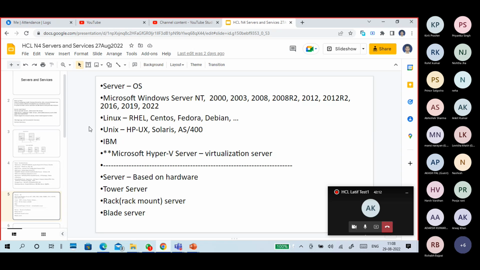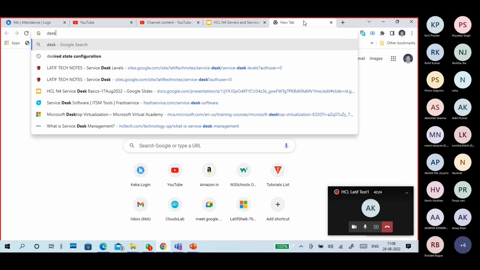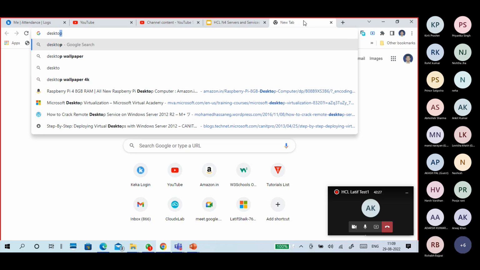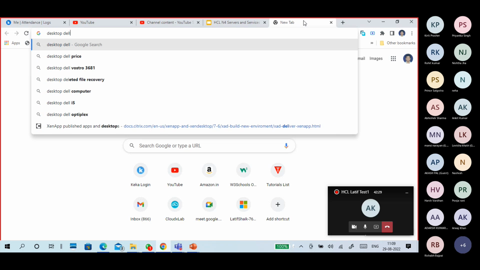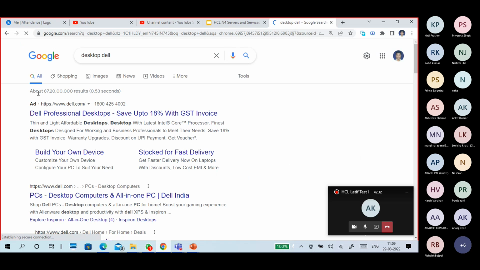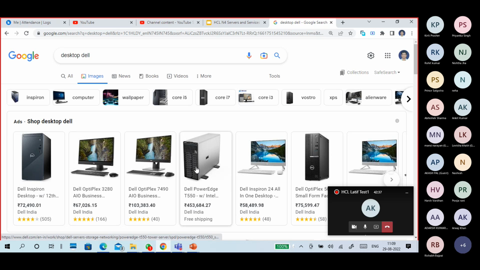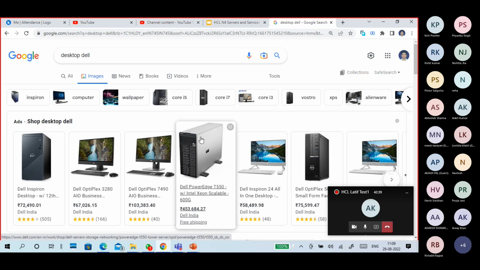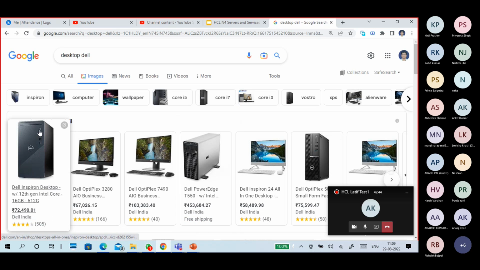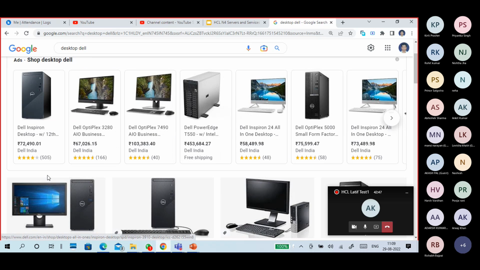Like a tower server. A tower server looks like your desktop only. In the earlier days, desktops sat on a desk, the old style desktops. Now it shows all new parts like this. These are the towers. I'm not talking about a server, I'm talking about the way it stands. It is called a tower.